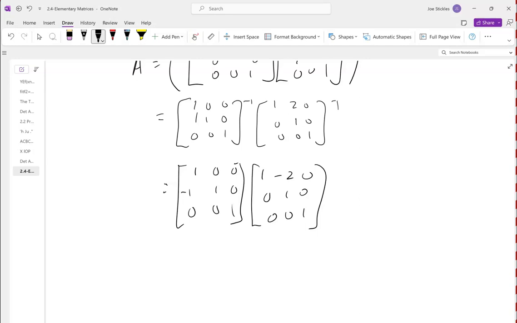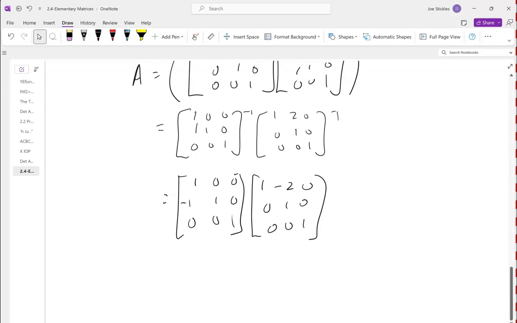What is it if you multiply a row by C? How do you undo that? Multiply by the constant C, how would you undo that? 1 over C. 1 over C, yeah, exactly. So you can find all those inverses of those matrices just by doing the inverse of the row operation that you did. All right, so this is how you go through and write A as a product of elementary matrices.